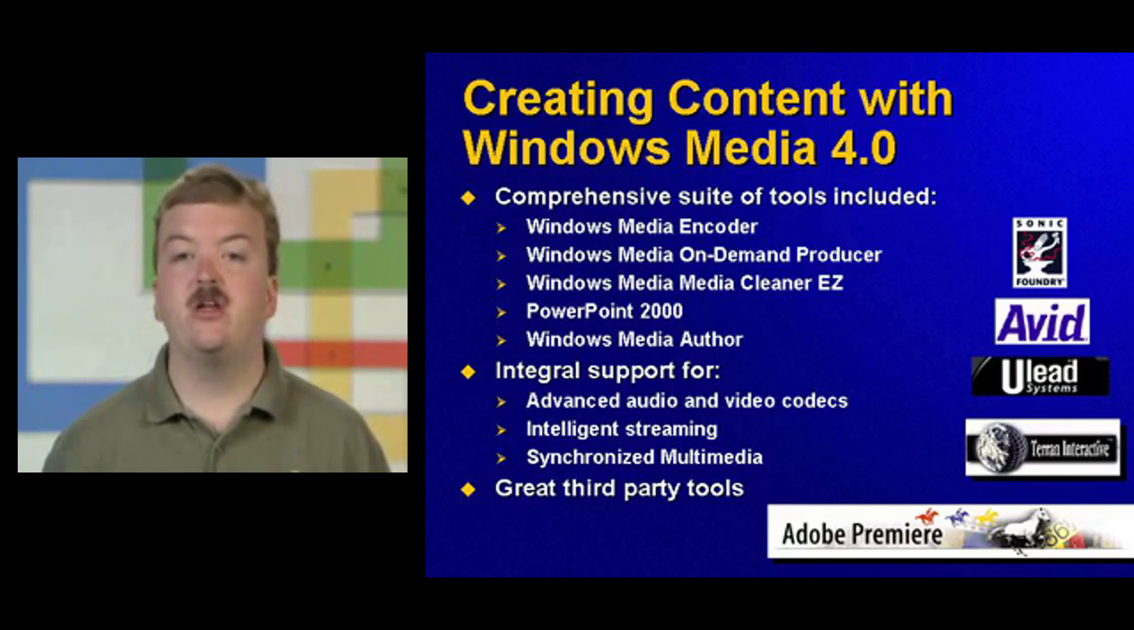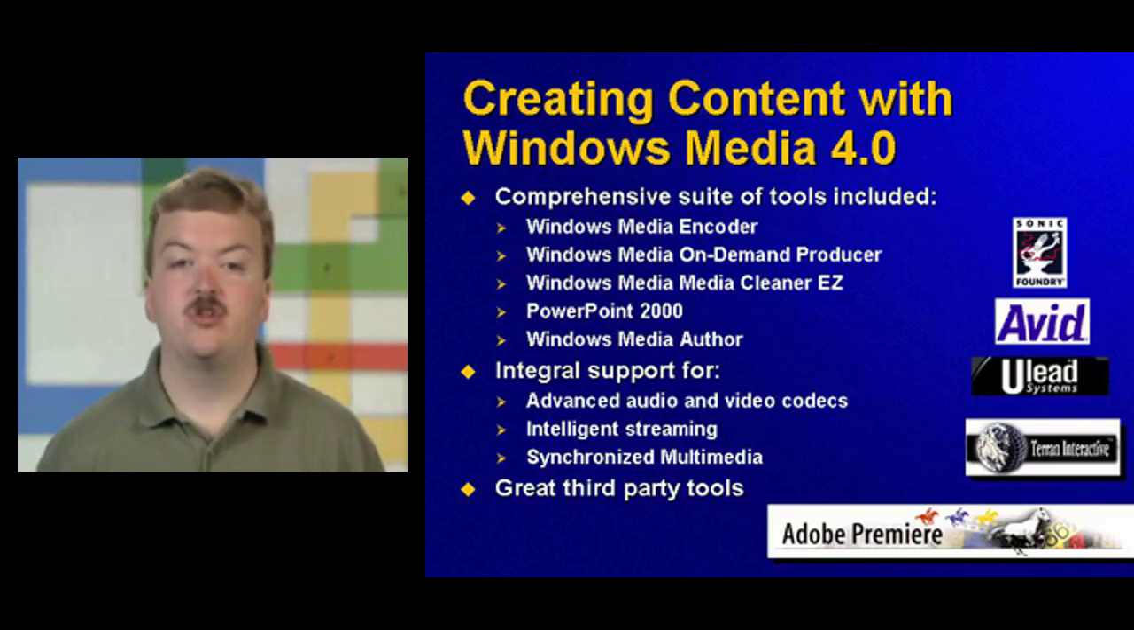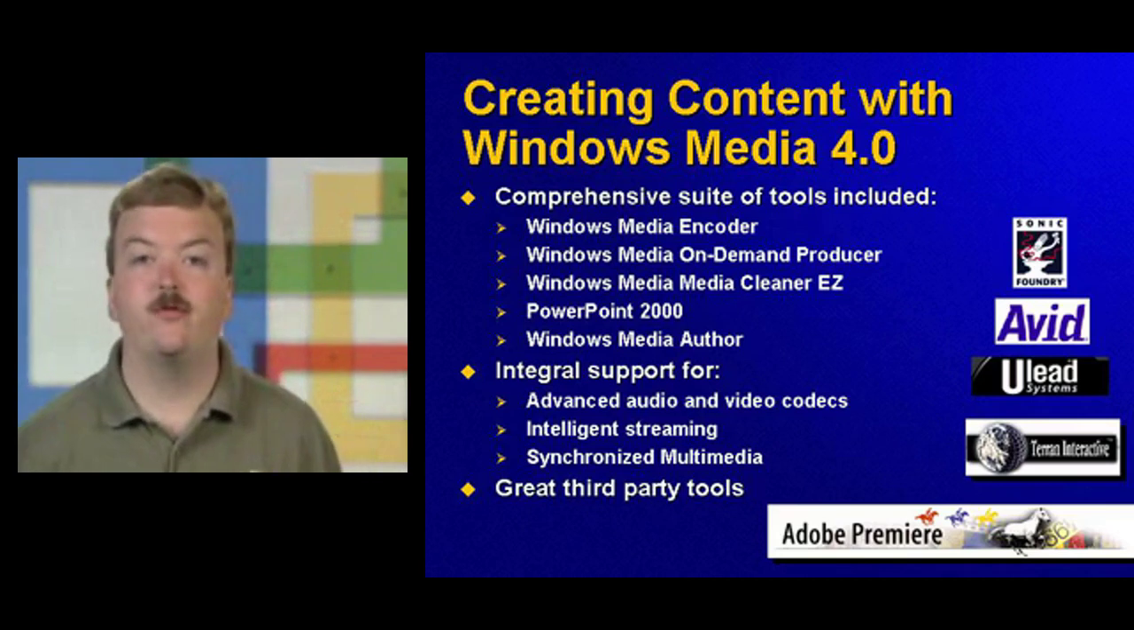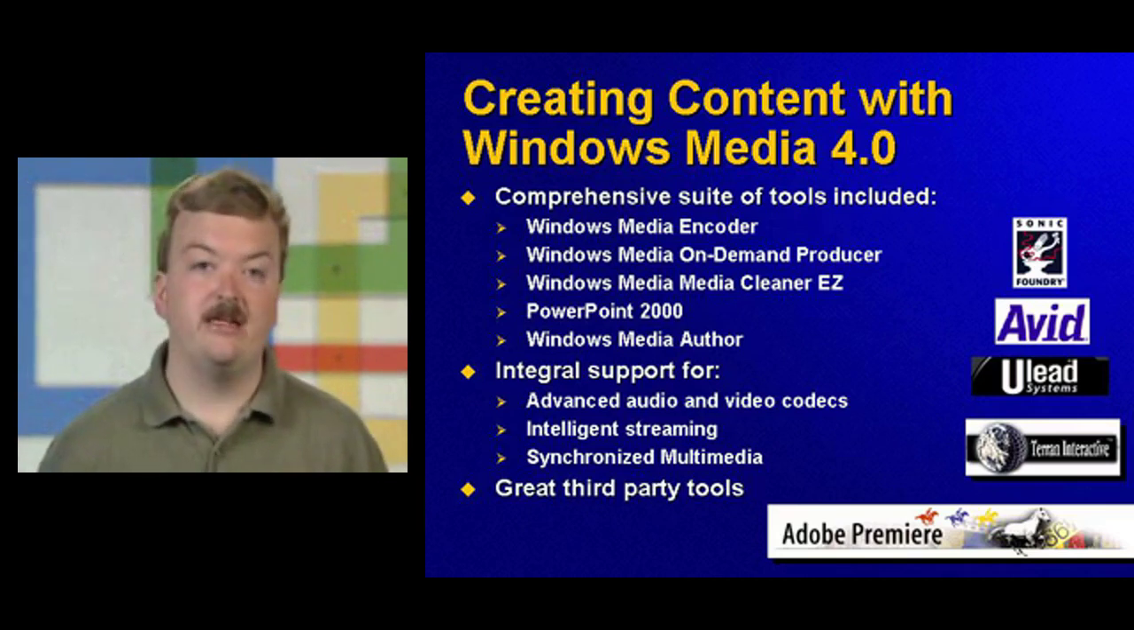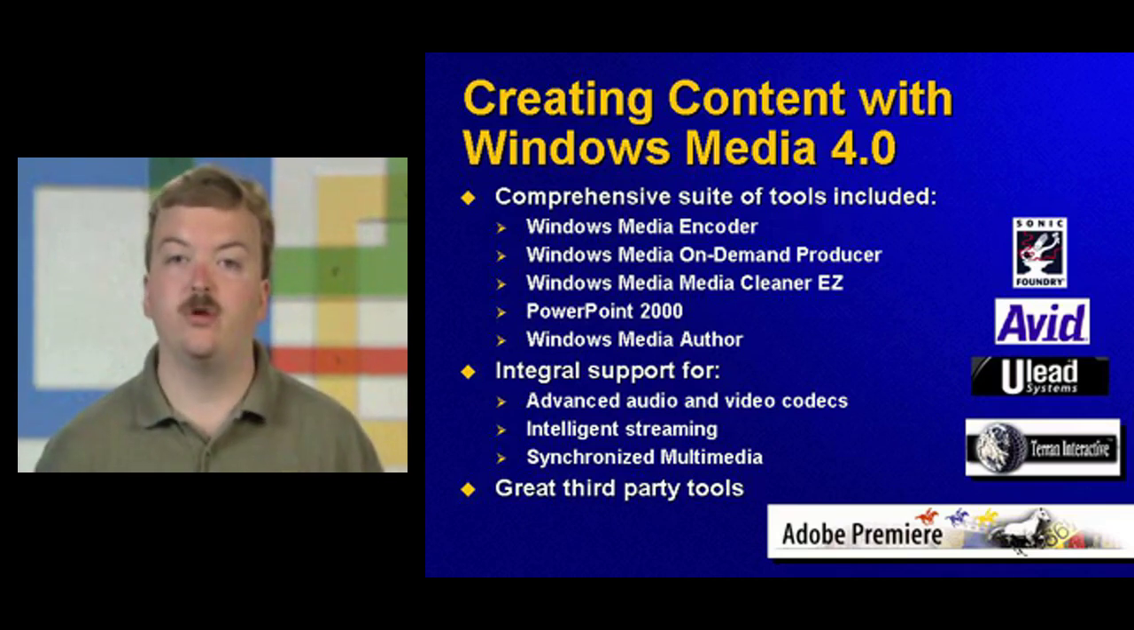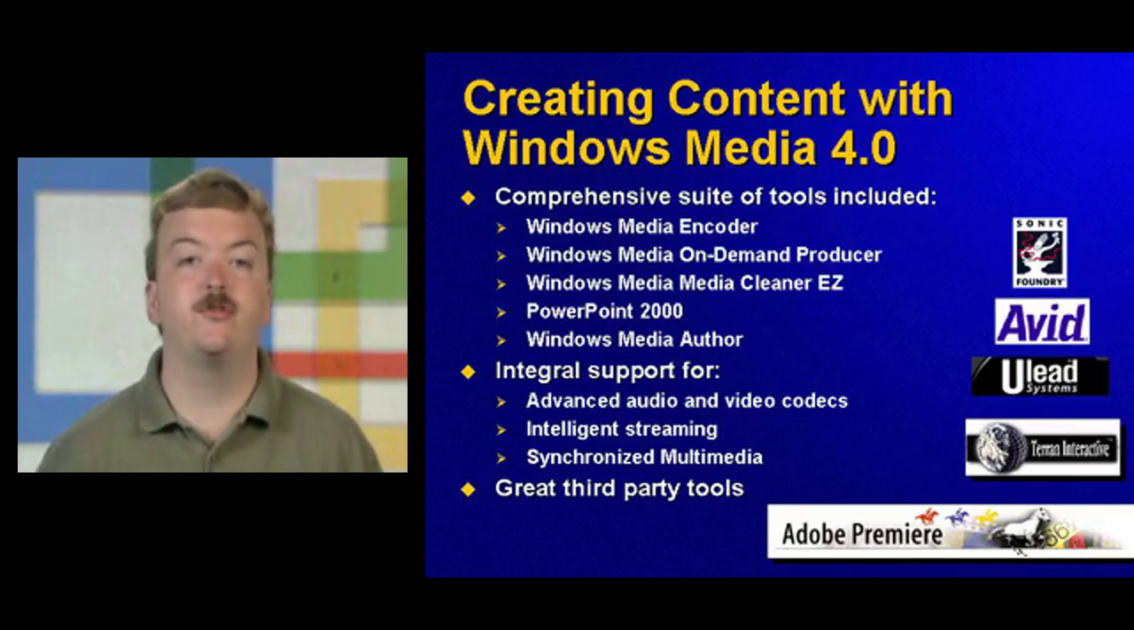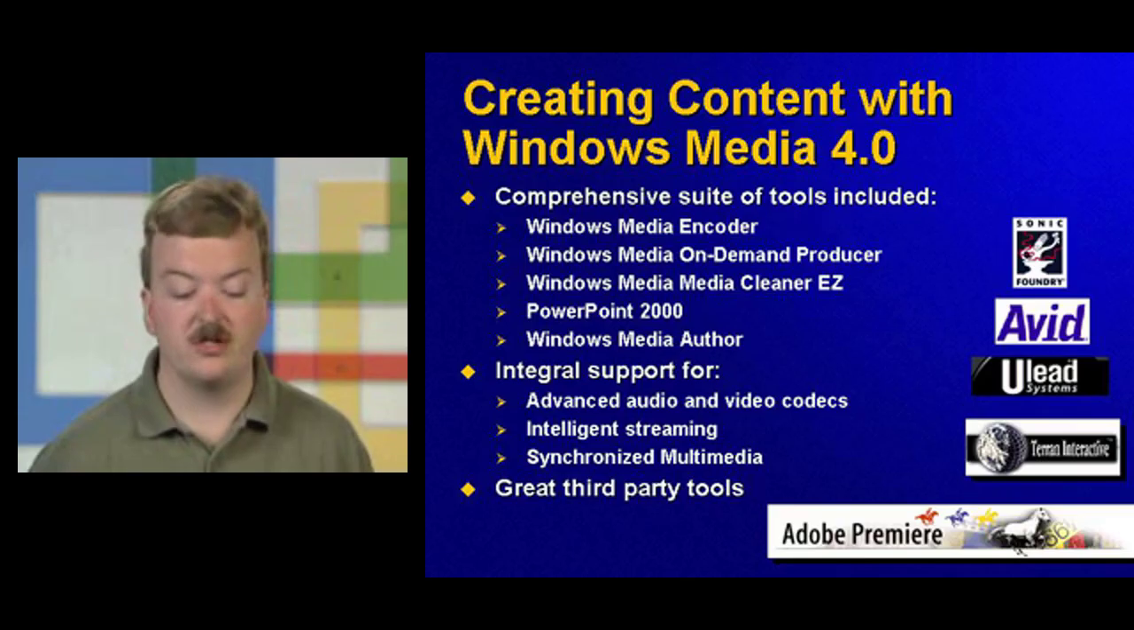The Windows Media On-Demand Producer is a great tool for doing offline editing. So perhaps if you want to capture your video first to AVI and then edit it and then actually produce it into the Windows Media format, the On-Demand Producer is a free application that allows you to do so, and it's available for download off of our website.